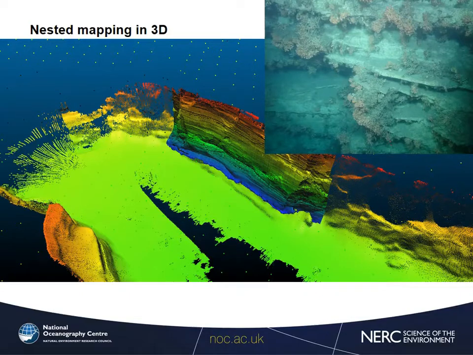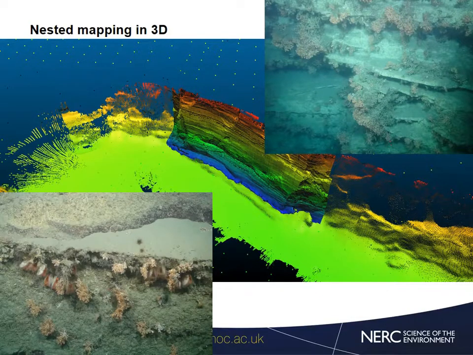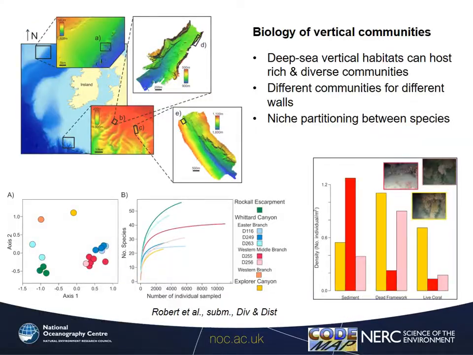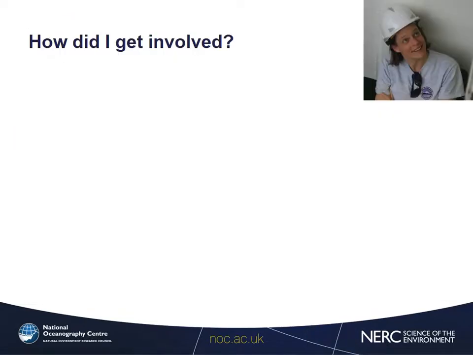And then again we can correlate that very well with the photography, identifying the niches of all these individual species. And so Kathleen Robert has actually worked that up, has studied the biology of vertical communities in different locations west of the UK and Ireland, and she has found that yes, different vertical cliffs have different communities. They're generally quite rich, but also within individual communities you can find a niche separation between species.